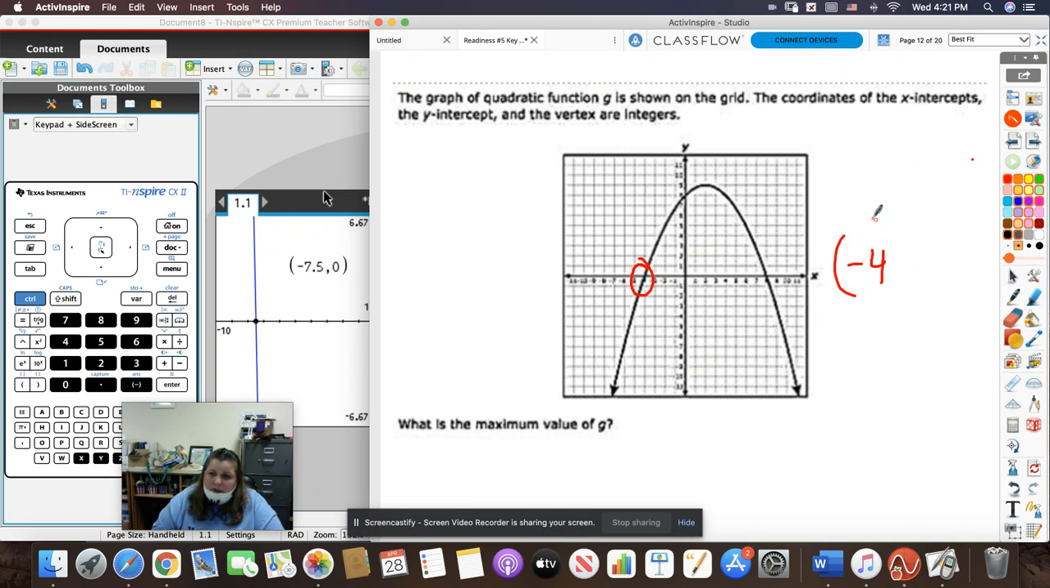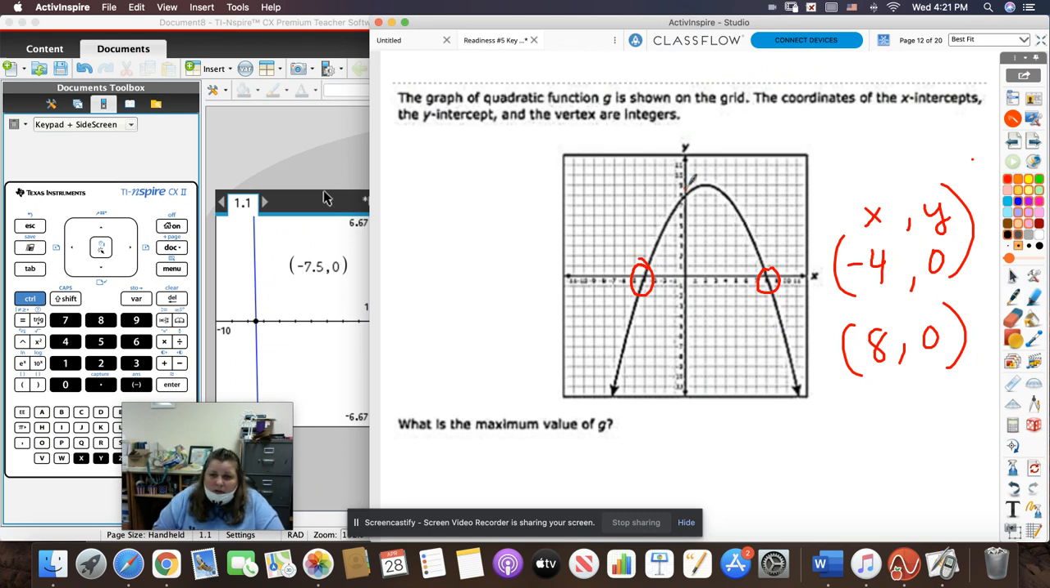We've already talked about if it's on the x-axis, then that number goes with the x and the 0 goes with the y. Then I have this one. 1, 2, 3, 4, 5, 6, 7. This is 8. So that's 8 and 0. Those are my x-intercepts or my zeros or my solutions.